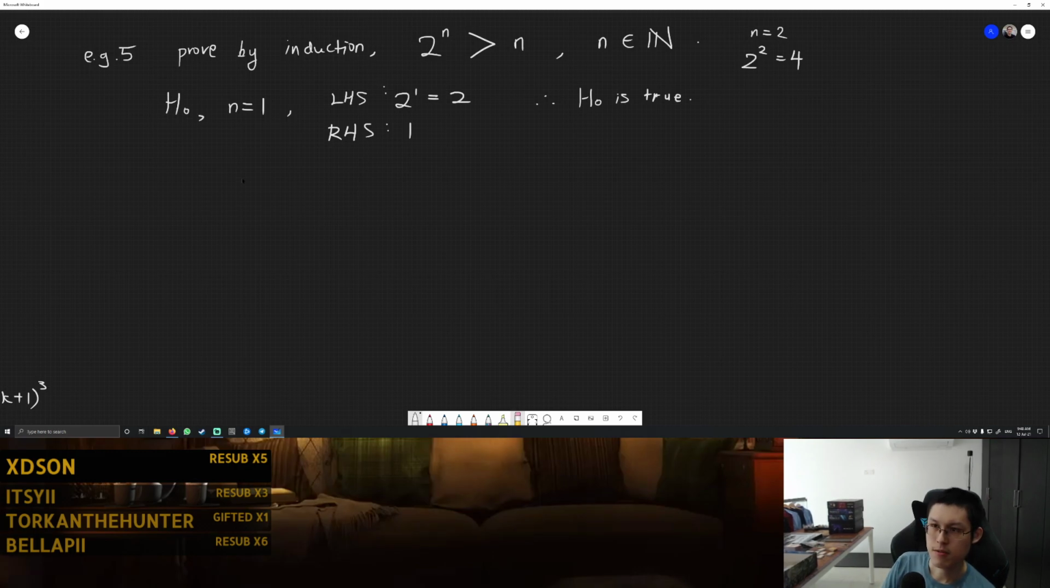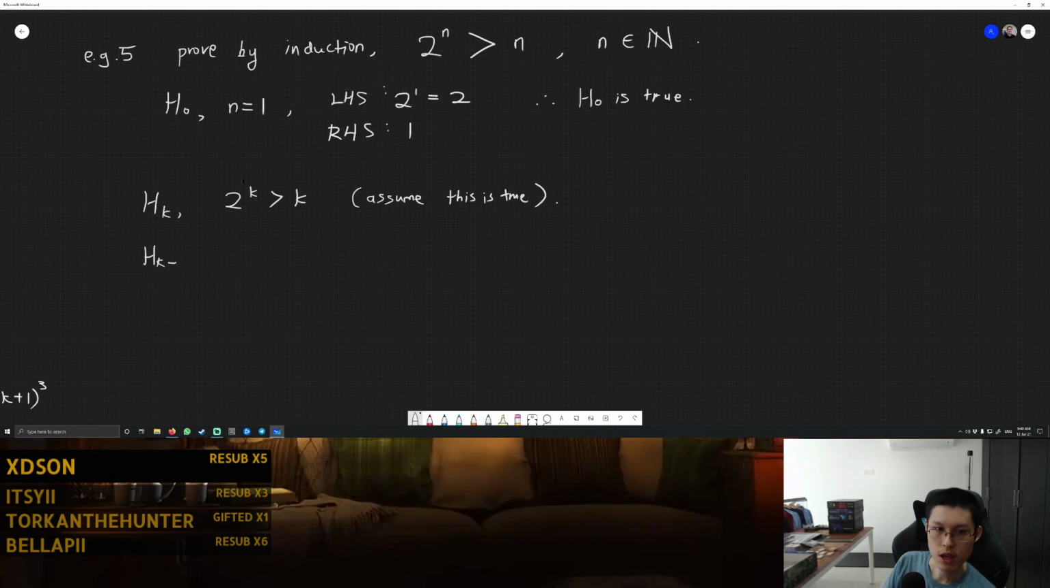So you can see that, I mean, logically, if you think about it, 2 to the power of n is always going to be greater than n, right? But that is not enough for a mathematical proof. We can't just say, oh, logically it should be true and therefore it should be true. No, we have to show it by induction. So let's do hk. Hk is going to be 2 to the power of k is greater than k. So we're going to assume this is true. Okay?